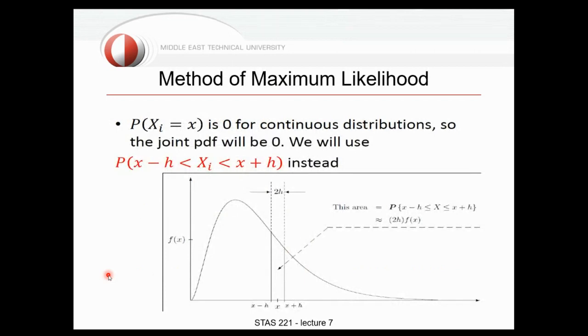Okay, in case of continuous distribution, like PDF, in that case, we should define everything in terms of intervals. And we can apply the same method in order to find and estimate our parameters.